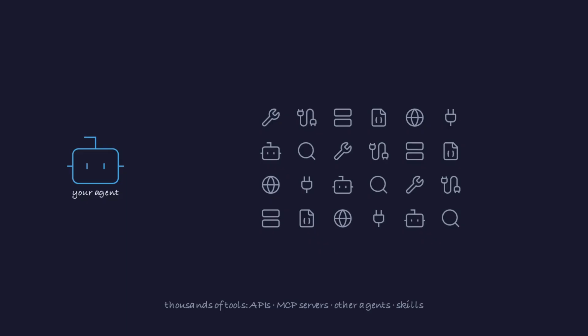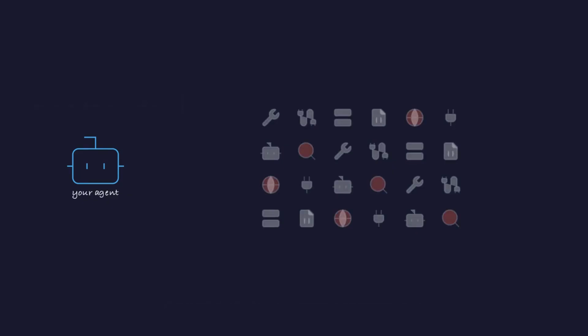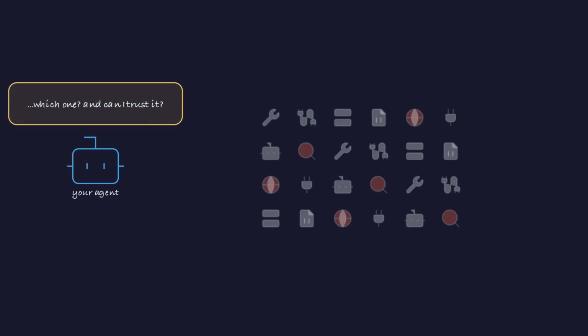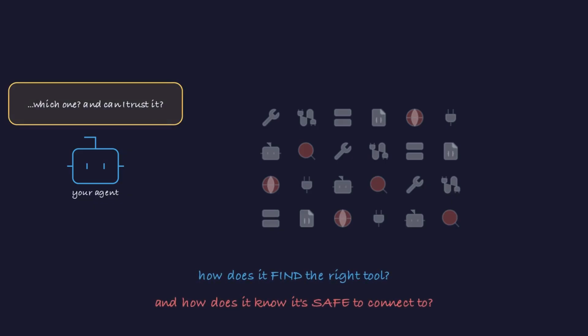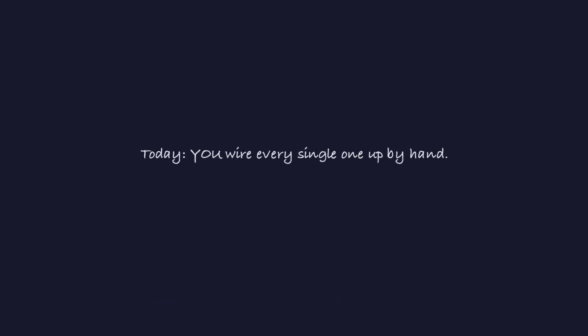Your AI agent can already use thousands of tools, call APIs, run code, talk to other agents, hit MCP servers. But here's a question almost nobody was asking until last week. How does it find the right tool in the first place? And once it does, how does it know it's safe to connect to? Right now, the answer is, you wire every single one up by hand.